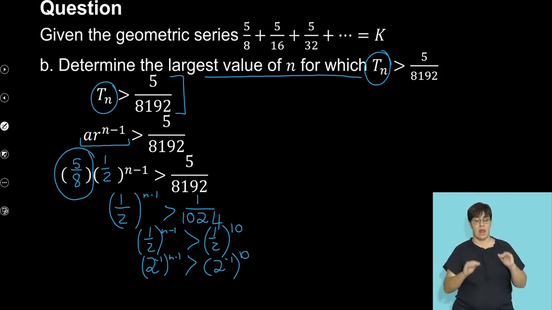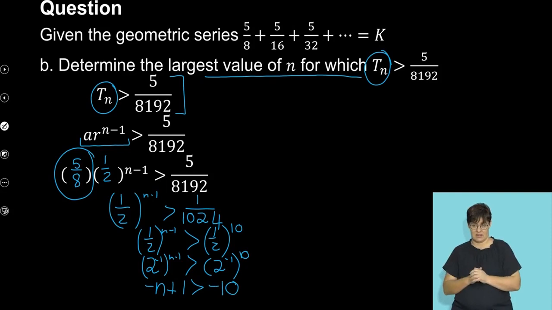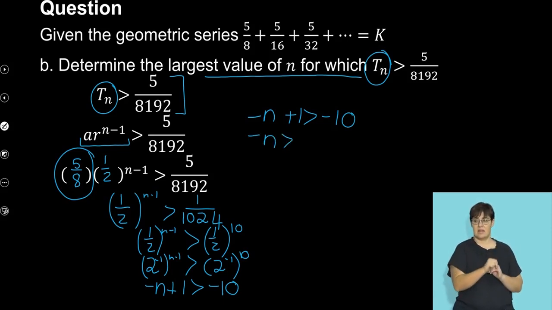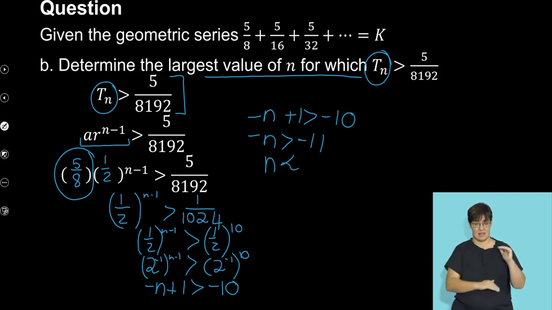So essentially my inequality will say negative n plus 1 is greater than negative 10 because I'm allowed to drop the like bases. Now solving for negative n plus 1 is greater than negative 10, I'm going to take my 1 over to the right hand side, so it will be negative n is greater than negative 11, but I have to divide by negative 1, so it's going to be when n is less than 11.